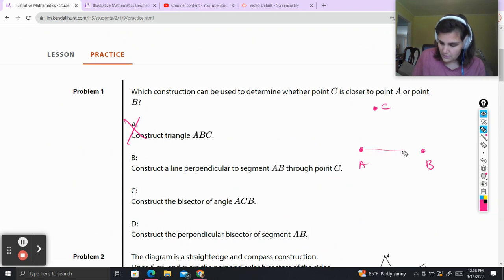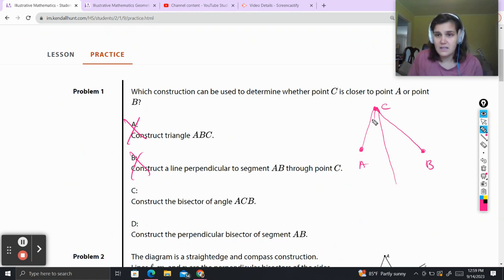So in this case, we have segment AB. We constructed a line perpendicular. I don't think that helps us either, so not particularly useful. What about C? Construct a bisector of angle ACB. So in this case, we have angle ACB. We draw circles, we do our bisector, we bisect it. That still doesn't tell us anything about the distance between C and A or C and B.